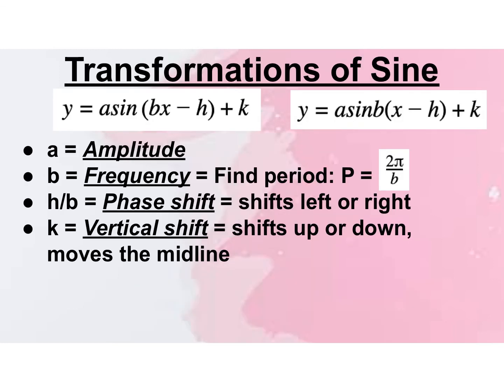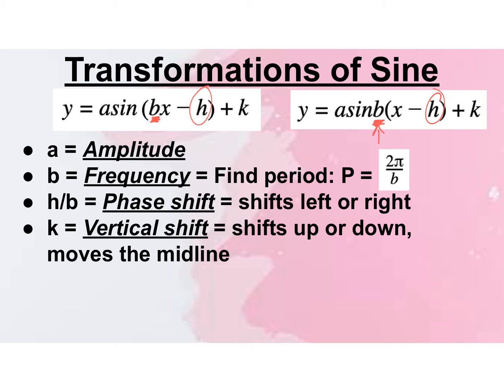For the transformations for sine, we may see the equations in two ways. So we have added the letters A, B, H, and K. But if you look carefully, in the first one, I put B inside the parentheses, and in the second equation, I put B outside the parentheses. It is going to change how you choose your H, that's all. It is easier if B is on the outside.